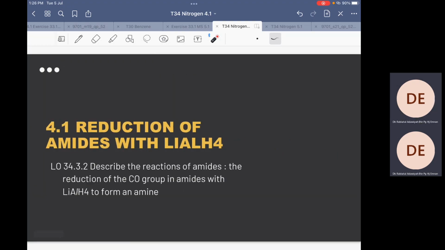The first type of reaction is reduction. Reduction of amides, we will use lithium aluminium hydride. That is the only reducing agent that we can use for amides. We cannot use hydrogen with nickel catalyst because that's not strong enough of a reducing agent. So what it does is that the CO group in amides will be reduced to form an amine.